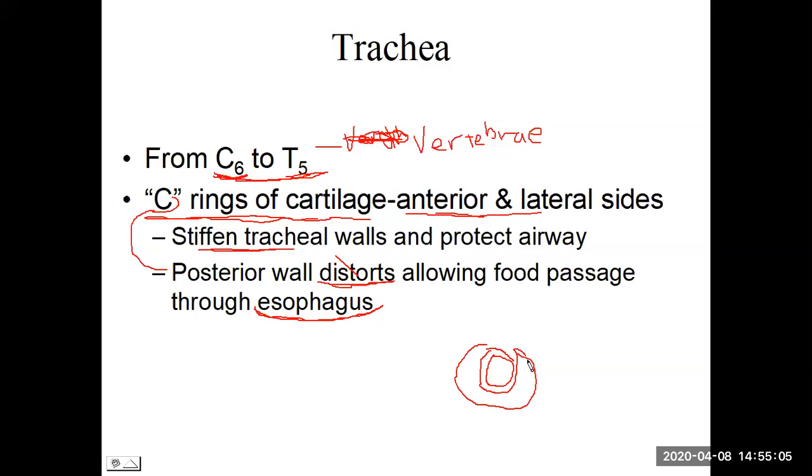That's surrounded by this tracheal ring. And directly posterior to that is the location of the esophagus. So when this trachea constricts down smaller, that gives more room for the esophagus to dilate out. And it's just for that brief moment when we're swallowing.